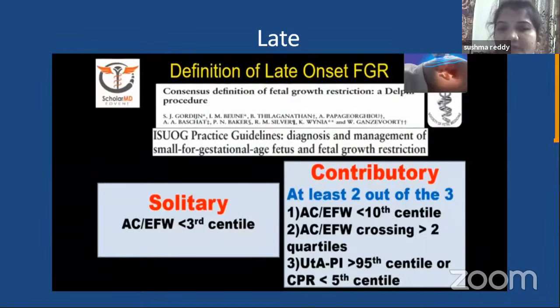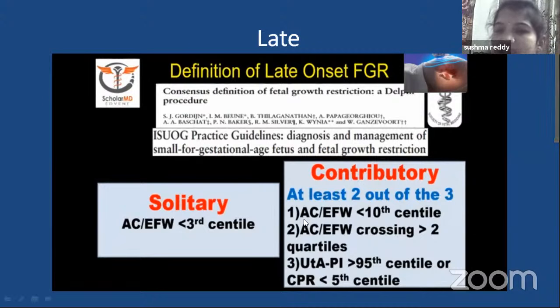Coming to late onset fetal growth restriction, even after 32 weeks, if a fetus falls under less than the third centile, we consider it as late onset fetal growth restriction. Along with that, there are other contributory factors which can be used to diagnose it. There must be at least 2 out of the following 3. One is estimated fetal weight less than 10th centile, two is estimated fetal weight crossing 2 quartiles, and three is Doppler changes. Among the Doppler changes, you can notice that umbilical artery changes are conspicuously absent. There are no umbilical artery changes in late onset fetal growth restriction fetuses. So if we consider only umbilical artery as the diagnostic criterion for Doppler changes, we will miss out on late onset fetal growth restriction cases.